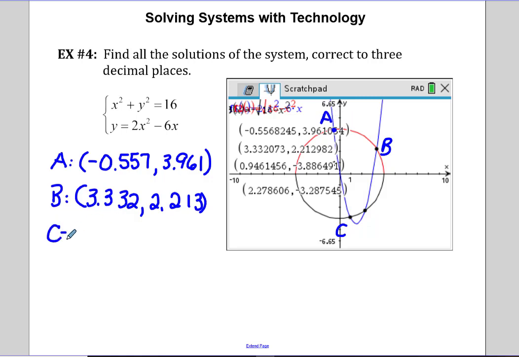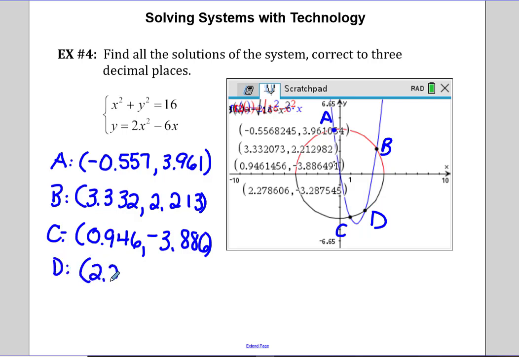This point was point C. And point C intersected at 0.946 and negative 3.886. And then we said this was point D, and point D intersected at 2.279 and negative 3.288. So that puts us at the end of lesson 7.